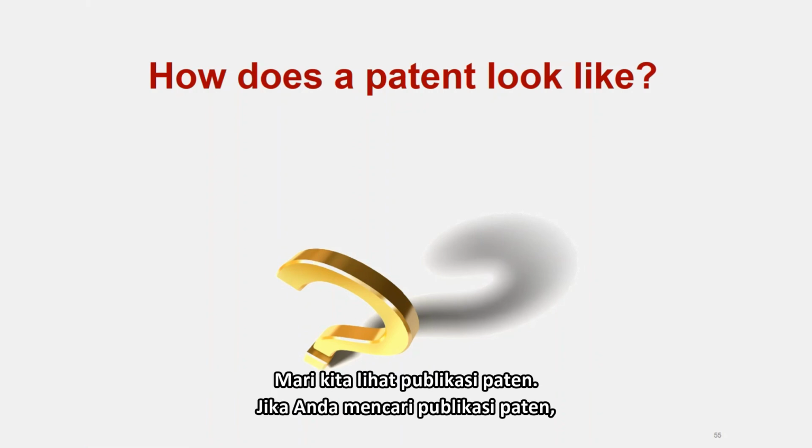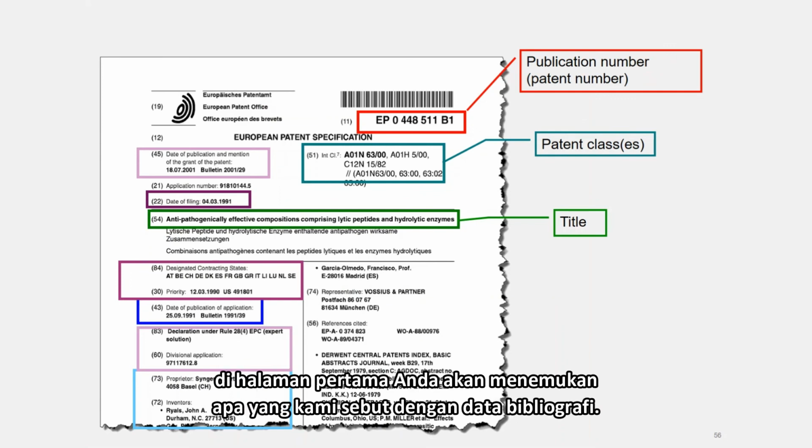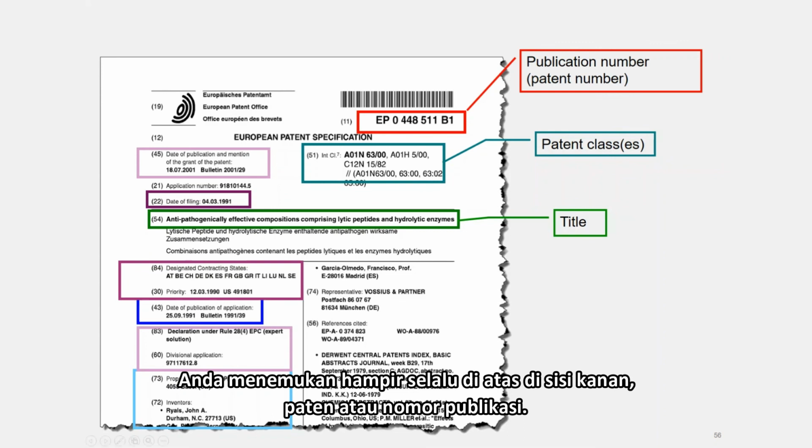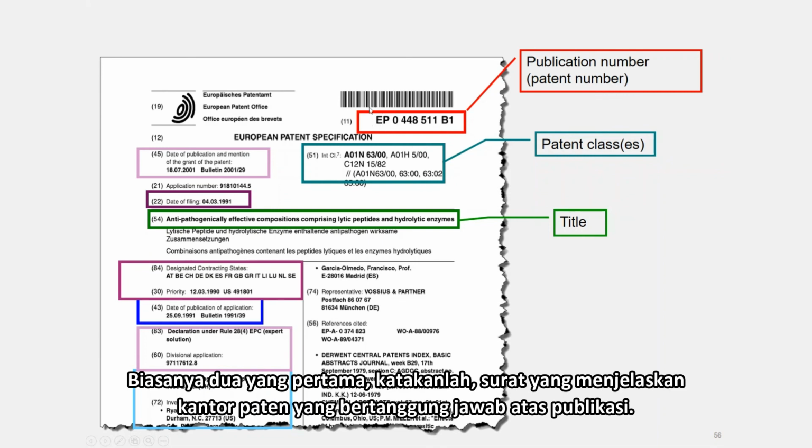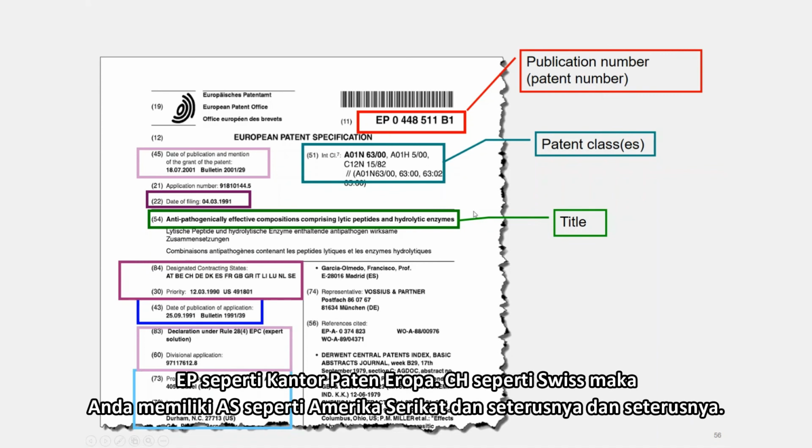Why is it so? Let's look at the patent publication. If you go for a patent publication, on the very first page of it, you will find what we call the bibliographic data. You find almost always on the top on the right-hand side the patent or the publication number. And this publication number, just this number, will give you a lot of information. Normally the very first two letters define the patent office which was in charge of publication. EP like European Patent Office, CH like Switzerland, then you have US, like United States, and so on and so forth.